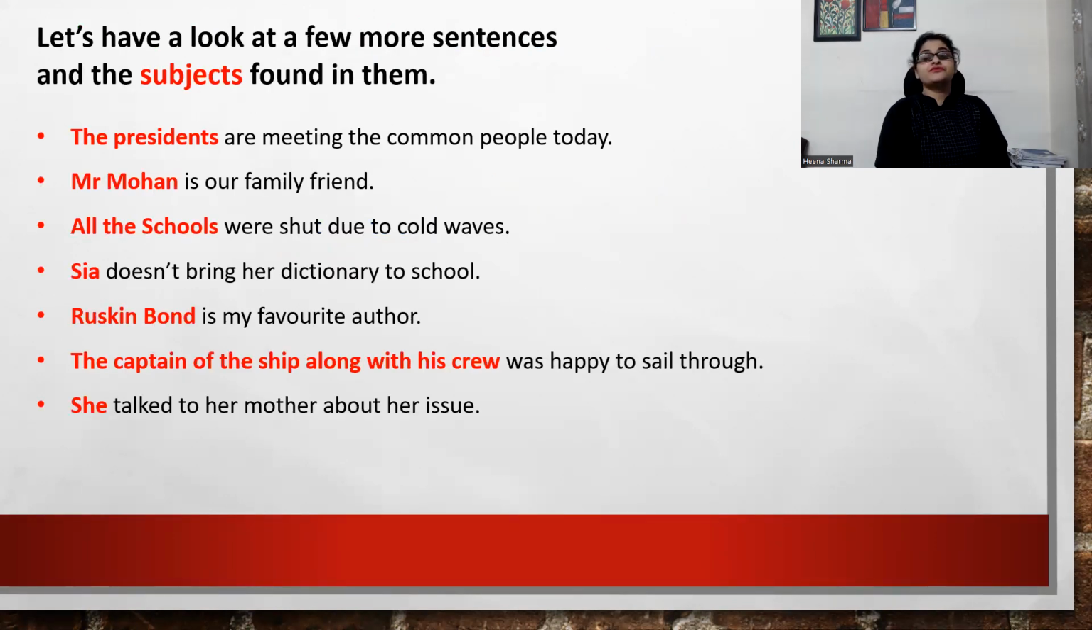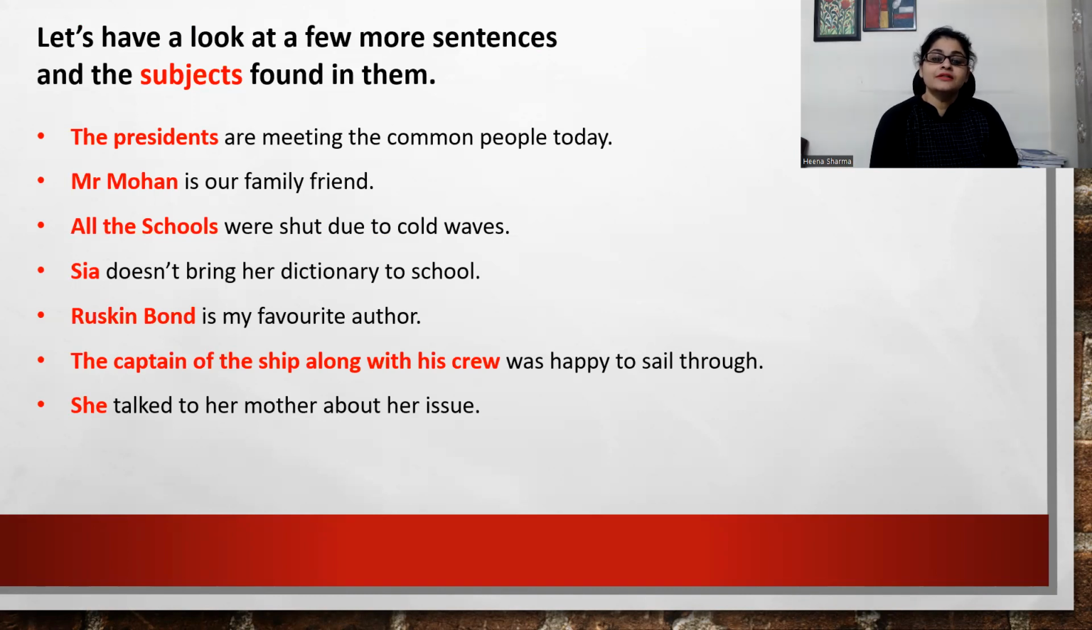Let's have a look at a few sentences and the subjects present in them. The presidents are meeting the common people today. So, whom are we talking about? The presidents. Mr. Mohan is our family friend. Who is being talked about? Mr. Mohan. Therefore, it's the subject. All the schools were shut due to cold waves. So, what are we talking about? We are talking about all the schools in the vicinity.